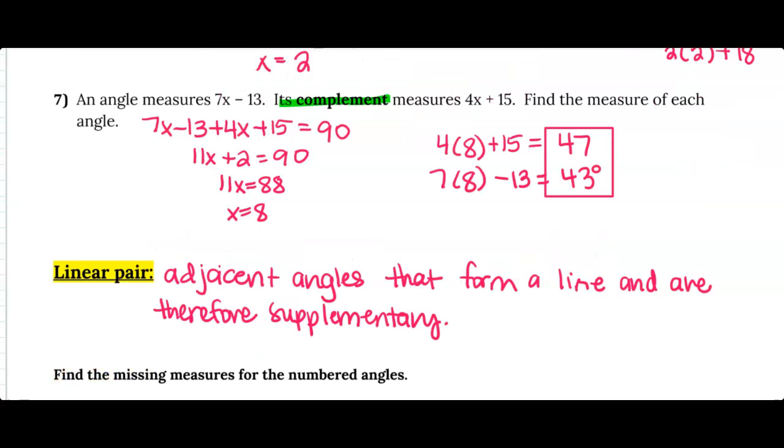A linear pair consists of two adjacent angles that form a line and are therefore supplementary. So they would look something like this. And that's angle 1 and angle 2 would be a linear pair, named such because they form a line. And remember that the measure of a straight line is 180 degrees, so it makes sense that the two adjacent angles would then add to 180 degrees.